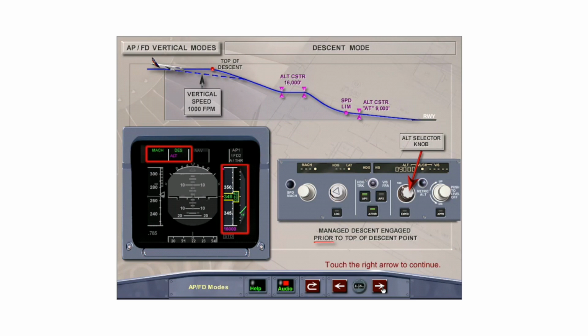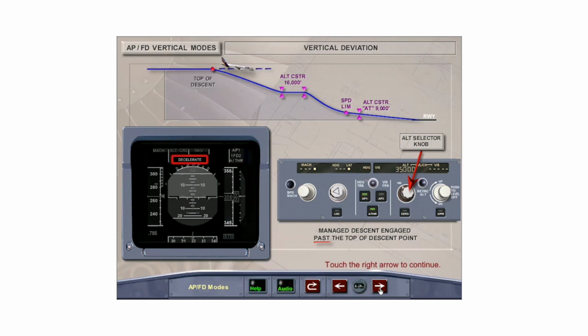When the descent mode is engaged before the top of descent point, the aircraft starts an immediate descent, but at a constant vertical speed of 1,000 feet per minute until it intercepts the computed descent profile. If the aircraft is flown past the top of descent point, the message "Decelerate" appears on the PFD and MCDU. When Managed Descent mode is engaged, the aircraft begins an immediate descent at idle thrust.